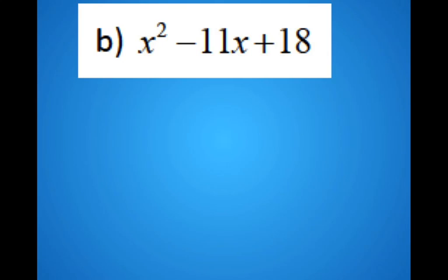Alright, so this one, we're looking for two numbers that multiply to be the last number and that add up to be negative 11. So let's think of two numbers that multiply to be 18 and add up to be negative 11. So eventually you will come up with negative 9 and negative 2, and then you just go right to your double bubble. So we have x, and then it's minus 9 and minus 2.